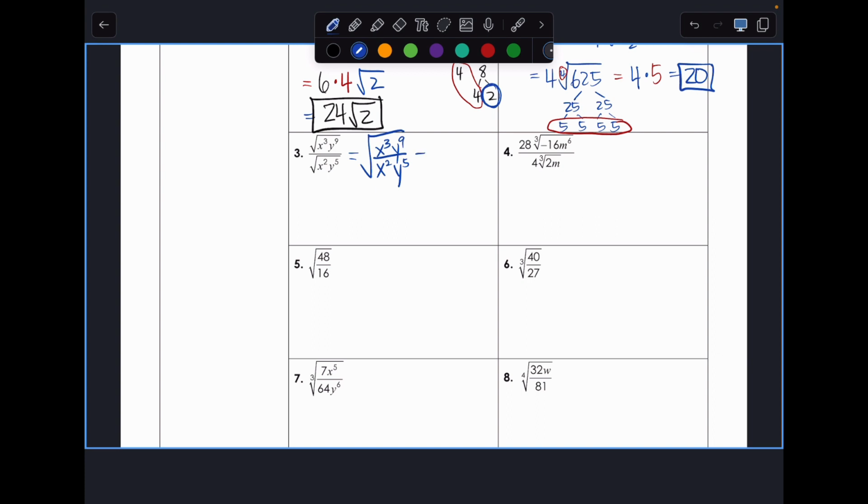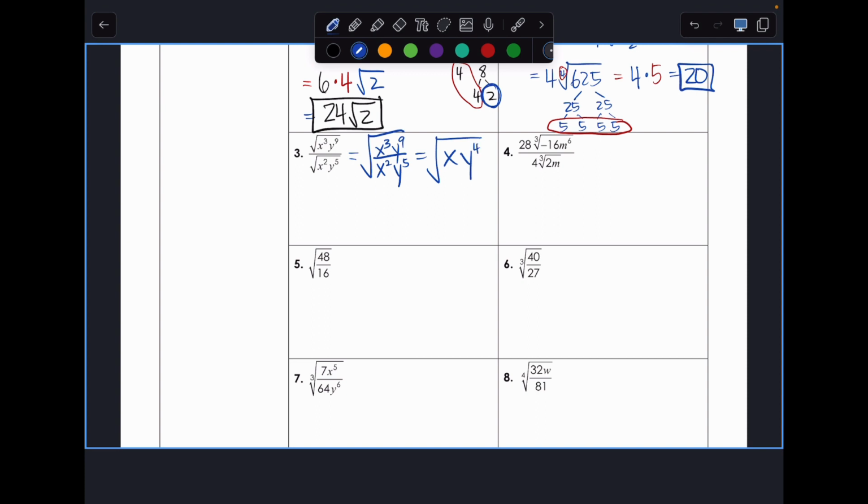All right, here we go. Square root. Okay. Let's figure this out. I have 3 x's in the numerator, 2 x's in the denominator. So how many do we have left? 1 in the numerator or denominator? Numerator. So I'm just going to write x for now. What about y's? I have 9 of them in the numerator, 5 of them in the denominator. How many do we have left? 4 in the numerator or denominator? Numerator. So y to the 4th power.